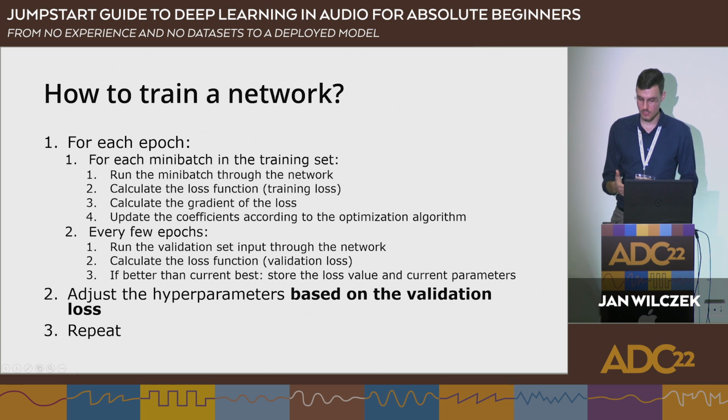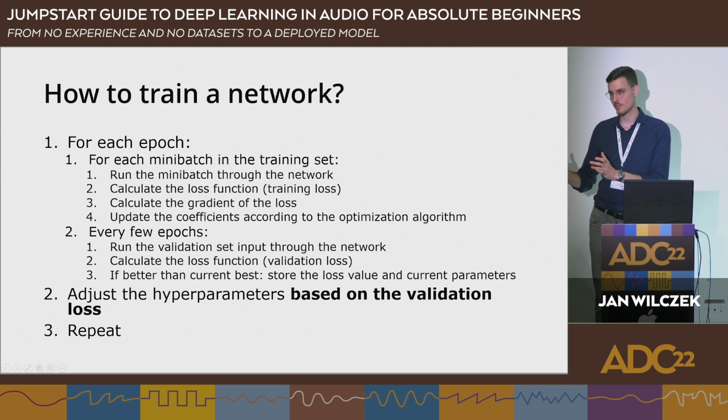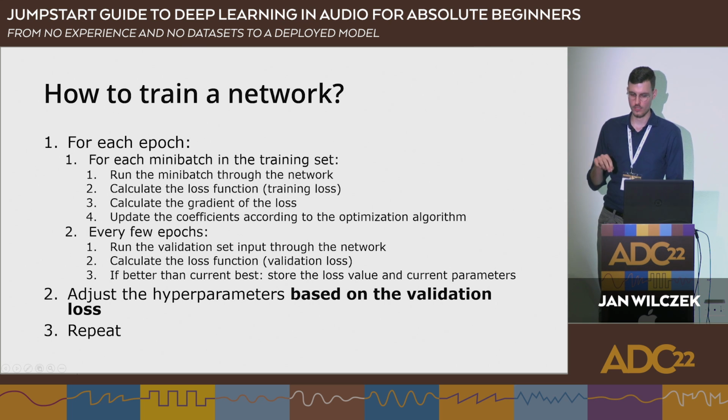So for each mini batch, we run it through the network, we get some output. Based on this, we calculate the loss function. Then we calculate the gradient of the loss, and then we update the coefficients. And so it goes. And when we're done with an epoch, every few epochs, we may want to run a validation set. And we don't calculate the gradient. We just look at the loss function to see how our network now performs on unseen data.